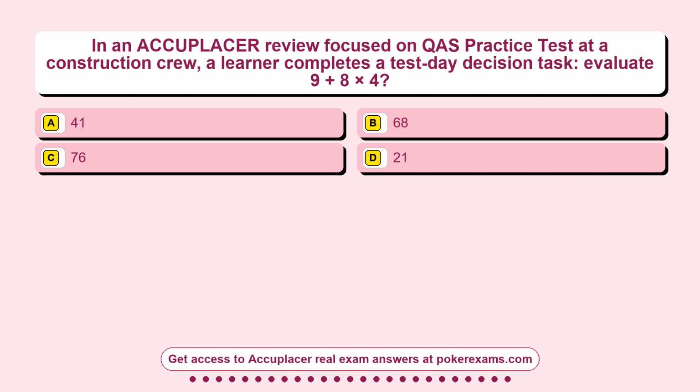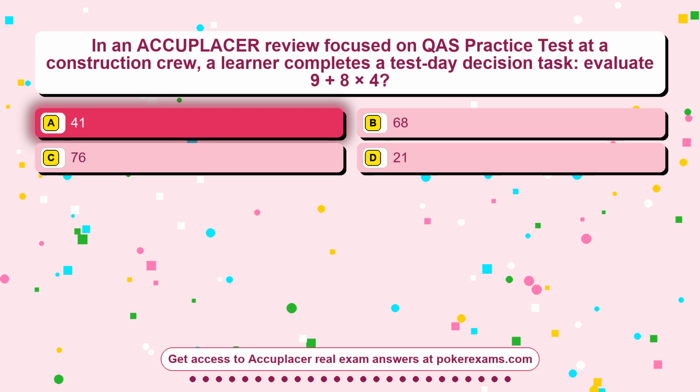Question 25. In an ACCUPLACER review focused on QAS practice test at a construction crew, a learner completes a test-day decision task. Evaluate 9 plus 8 times 4. Option A, 41. Option B, 68. Option C, 76. Option D, 21. The correct answer is option A, 41.